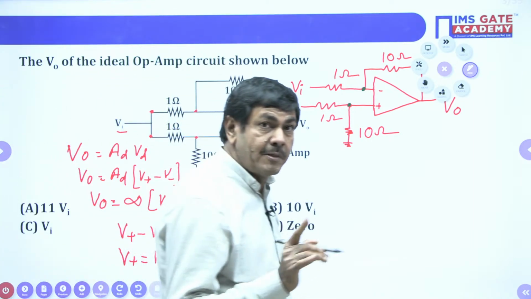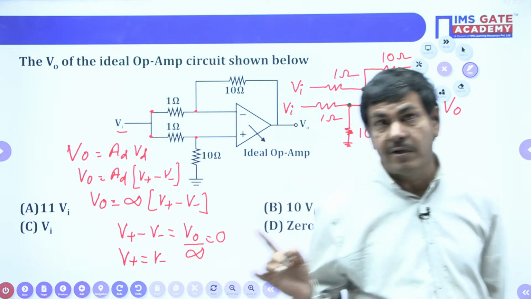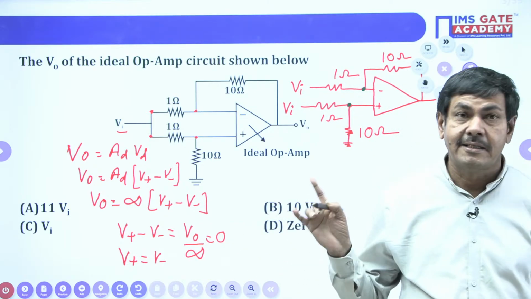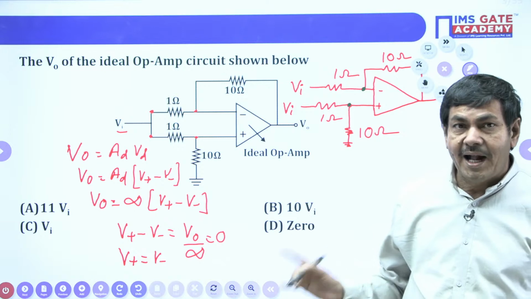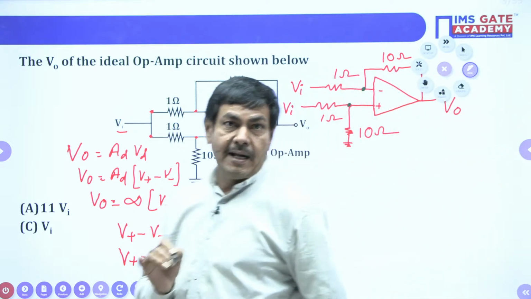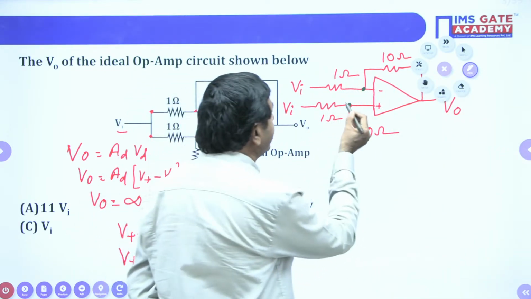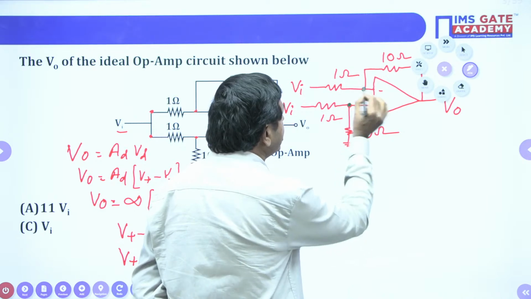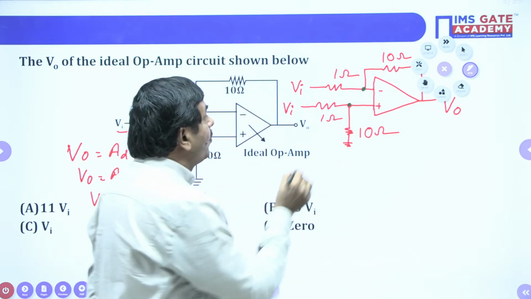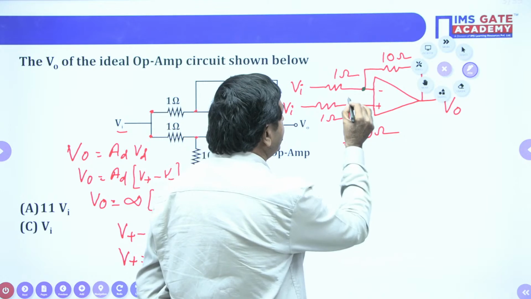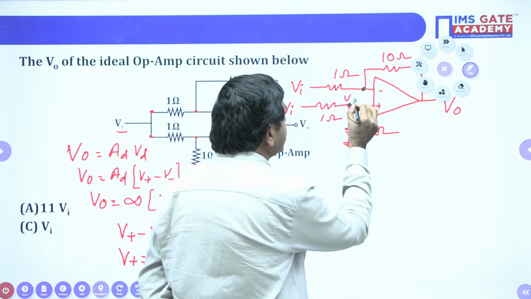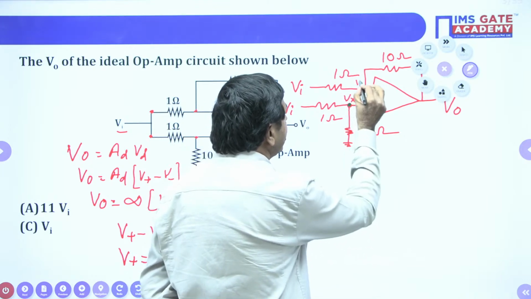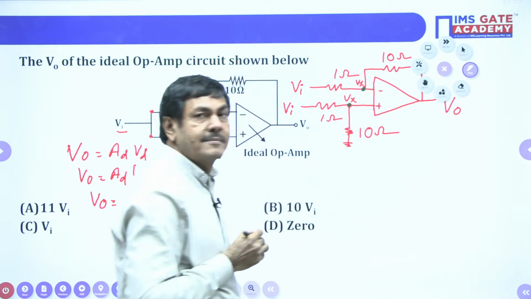This is not applicable. V plus and V minus are not equal for the non-ideal case. It is allowed only for the ideal case. In the ideal case, V plus and V minus are equal, so I can say this potential is equal. What is this potential? I want to find it. I take this potential as Vx. Even this potential we can put directly as Vx.